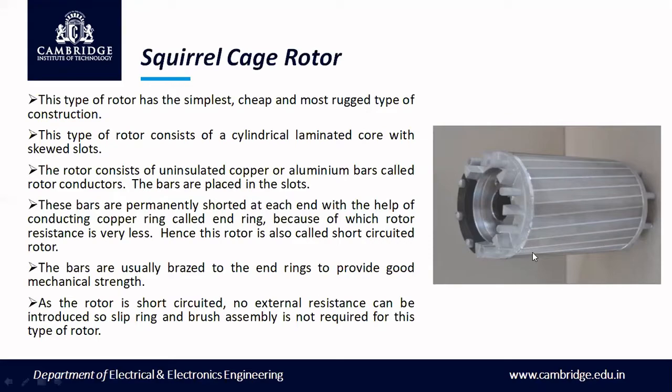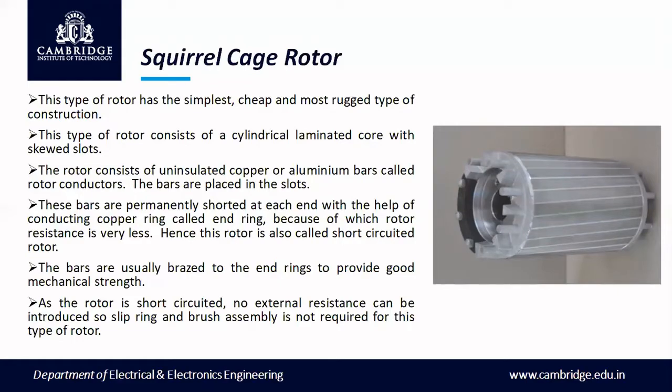It is the copper or aluminum bars which act as rotor conductors, and they are placed in the slots. And these bars are permanently shorted at each end with the help of a conducting copper ring called an end ring. Because it is cylindrical, at both ends the copper ring, known as the end ring, seals it permanently, because of which the rotor resistance will be very low. Hence this rotor is also called a short circuited rotor. So squirrel cage rotor is also known as short circuited rotor.